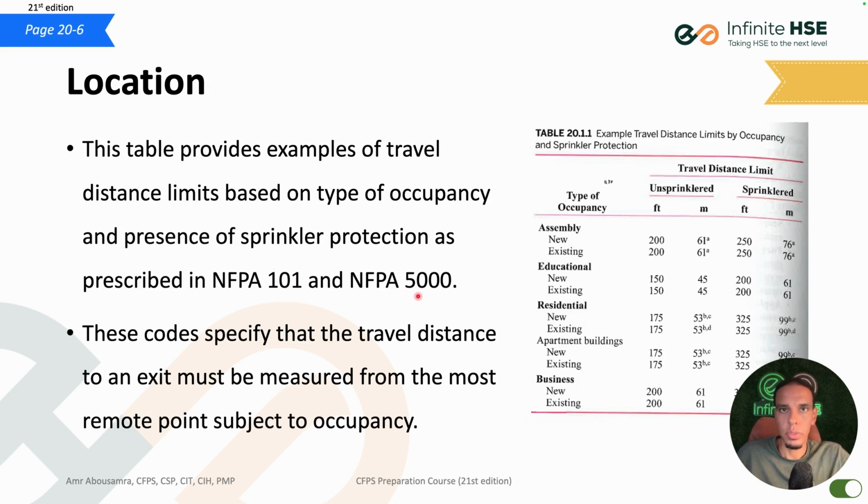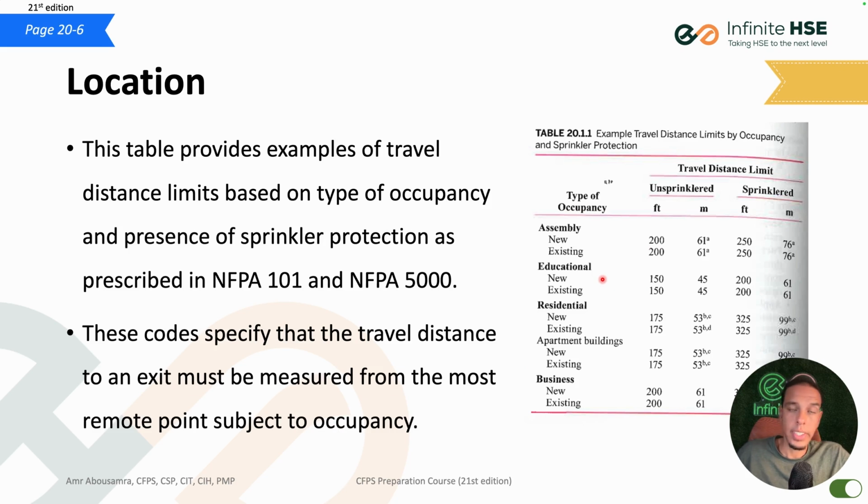These numbers that you can see in the table specify the travel distance to an exit and must be measured from the most remote point subject to the occupancy. So that means you consider the most remote location from the exit. Okay, now let's see this table and get more information.